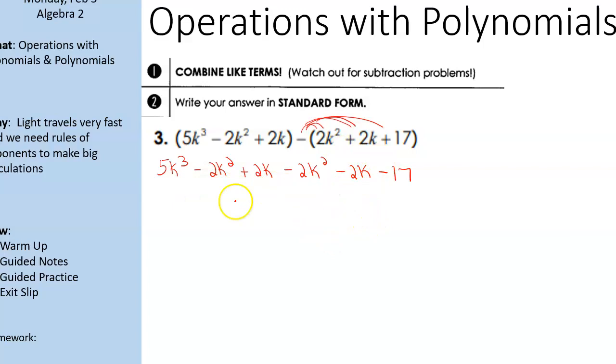Now we're going to combine like terms. I don't have anything to combine with 5k cubed, so I just bring that down. I have negative 2k squared and negative 2k squared, which is negative 4k squared. I have positive 2k and a negative 2k, which is 0. That cancels out. And then I'm going to bring down my minus 17, and that is in standard form.